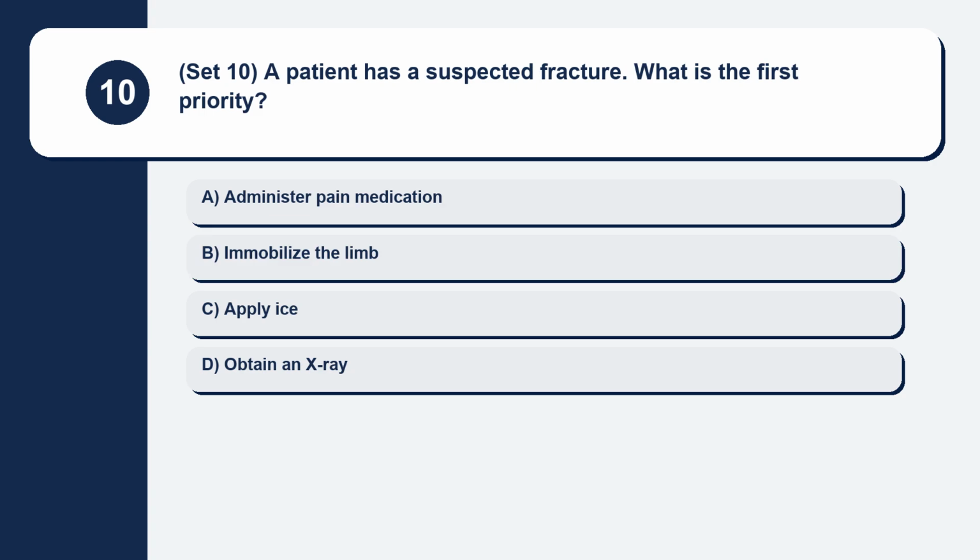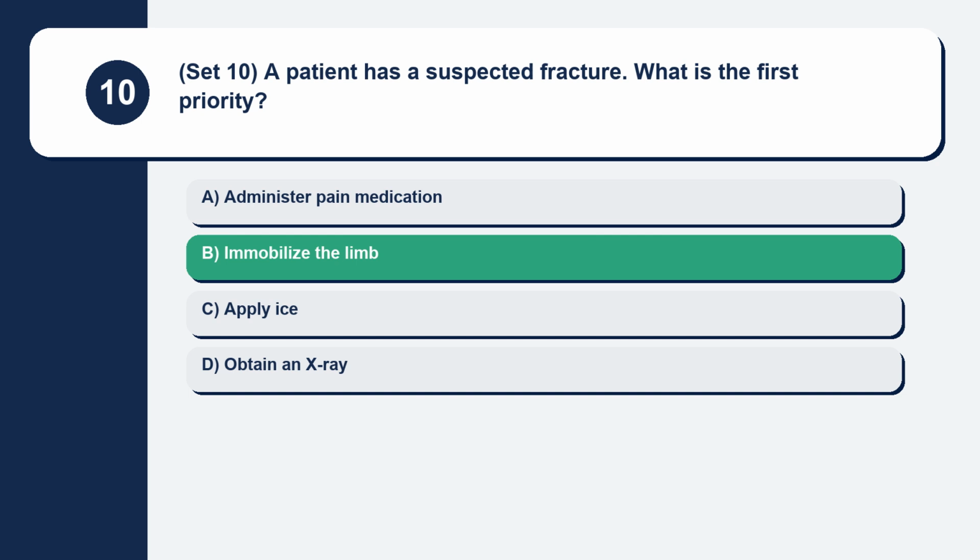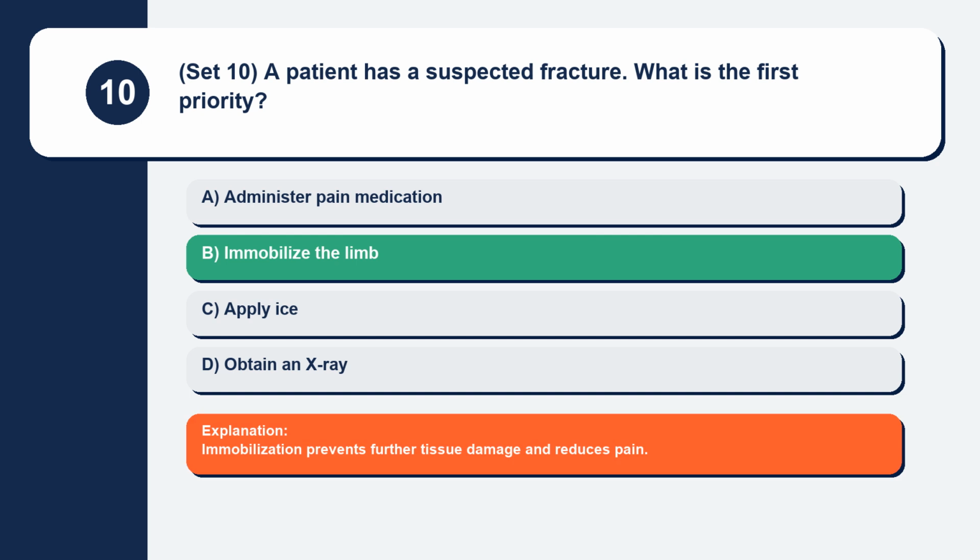Question 10. Set 10. A patient has a suspected fracture. What is the first priority? Administer pain medication, immobilize the limb, apply ice, obtain an X-ray. Immobilization prevents further tissue damage and reduces pain.